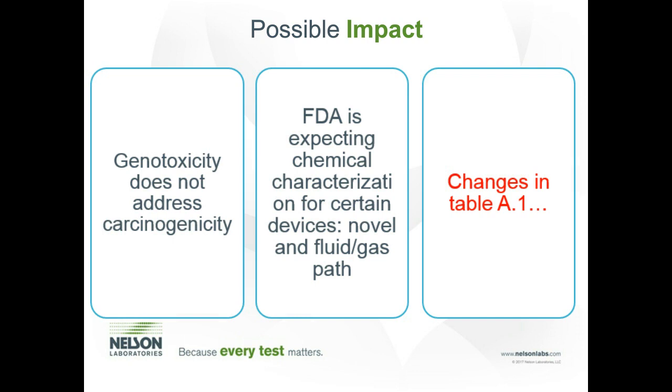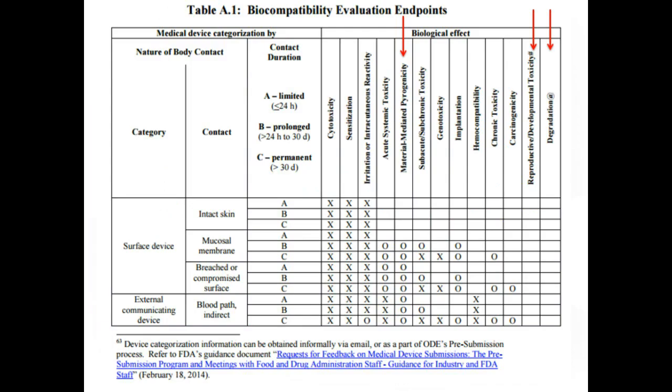The changes in Table A1, this is one of those big impacts. So this is the one everyone's familiar with. You've noticed that they've added material-mediated pyrogen. Before, that was just kind of included in acute systemic toxicity. But now the FDA has broken it out, so that actually spells out when you have to evaluate the pyrogenicity from materials. And then we talked a little bit about the added endpoints that are now needed to be evaluated.